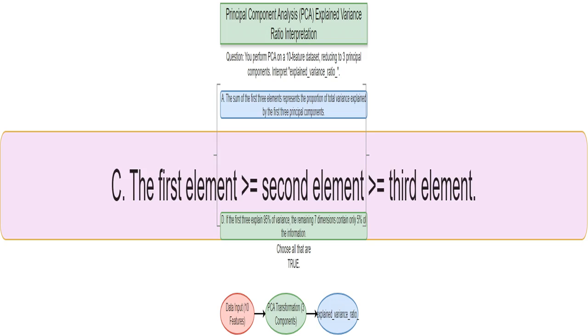I'm saying that PCA orders components by the amount of variance explained, so the first component always explains at least as much variance as the second, at least as much as the third, and so on. This is a key property of PCA's output.